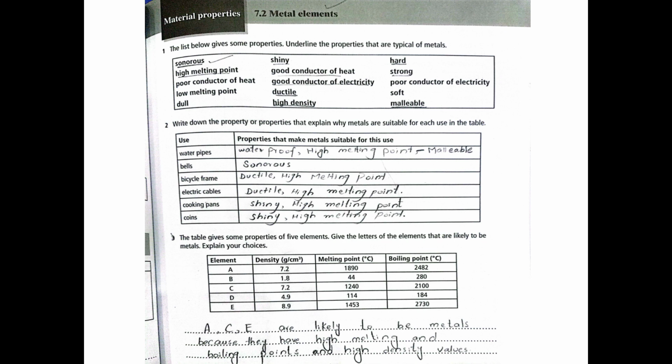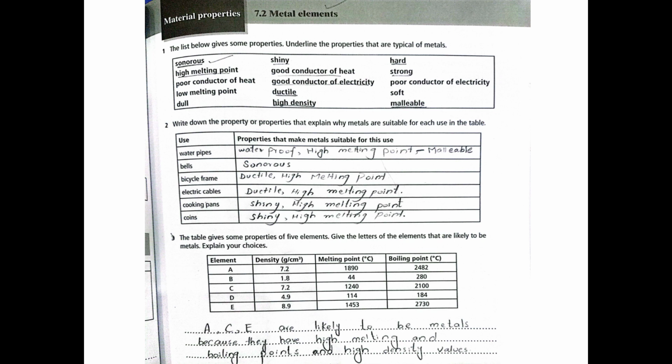Question number 3, the table gives some properties of 5 elements. Give the letters of the elements that are likely to be metals. We have to tell which elements have metal-like properties. Elements A, B, C, D, and E. Density: A is 7.2, B is 1.8, C is 7.2, D is 4.9, and E is 8.9. The melting point of A is 1890 and boiling point is 2482.